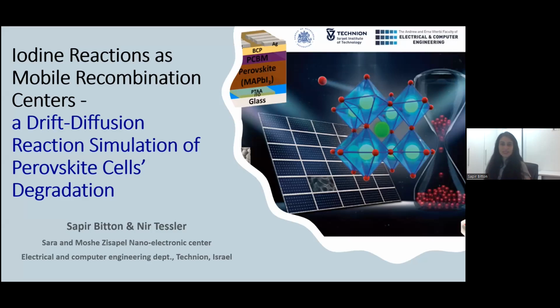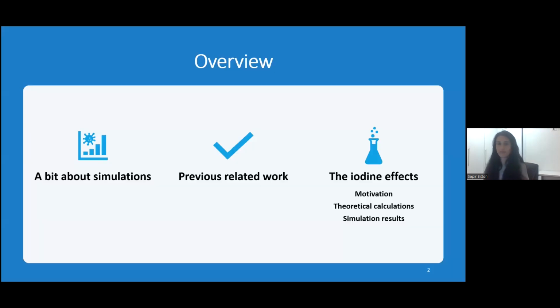So I'll present our last research about iodine reactions and their effect on perovskite cells degradation. You see my screen and everything is fine, right? Everything perfect.